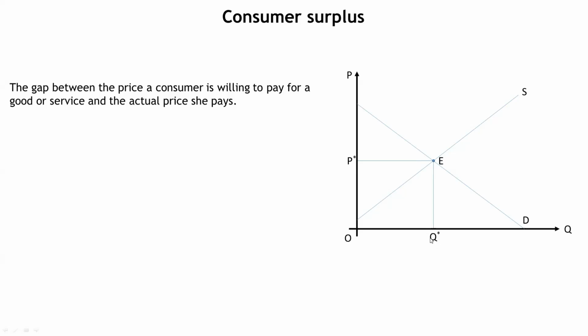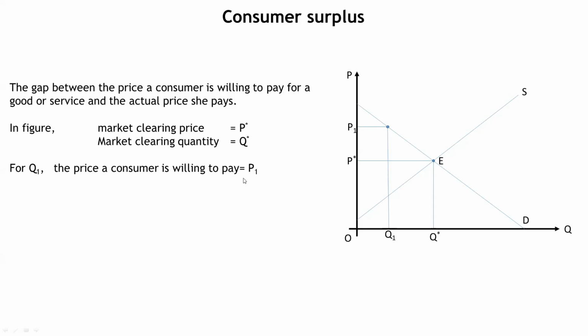Equilibrium price and quantity are also known as market clearing price and quantity, as at the equilibrium price, there is no excess demand or excess supply. The demand curve of a consumer reflects her willingness to pay. For example, for Q1 amount of the product, the consumer is willing to pay P1 price. On the other hand, the market clearing price is P star. It is the price that a consumer actually pays.